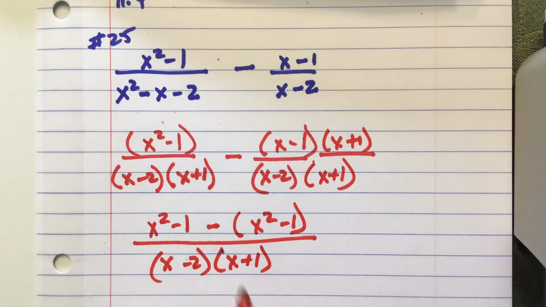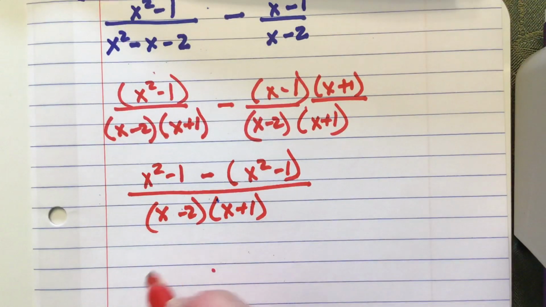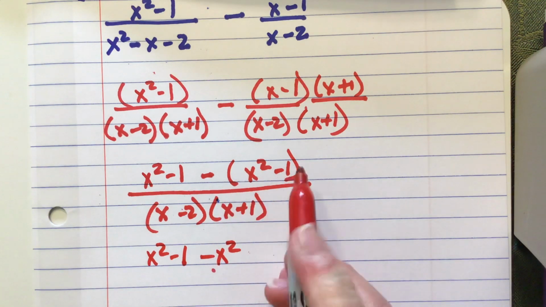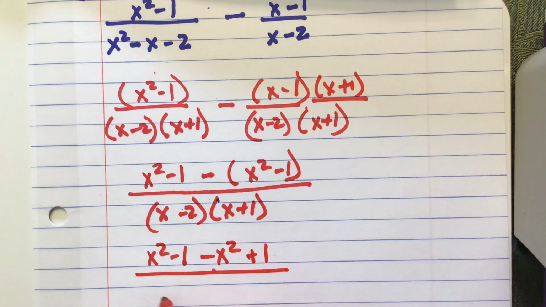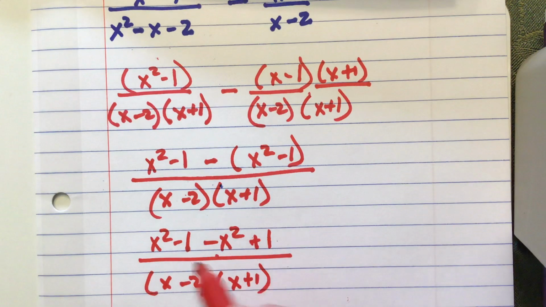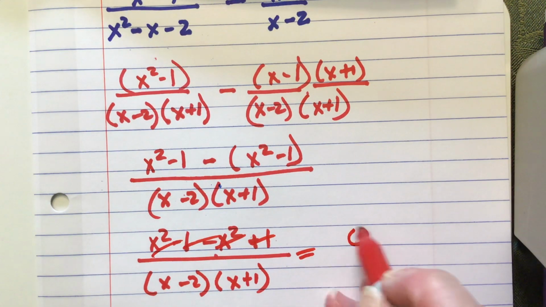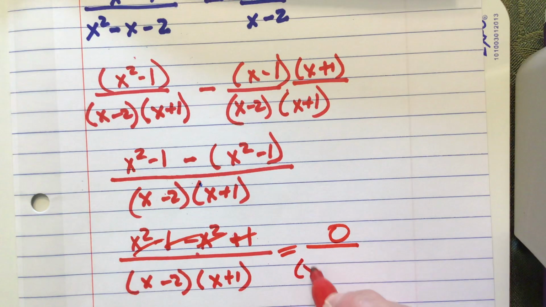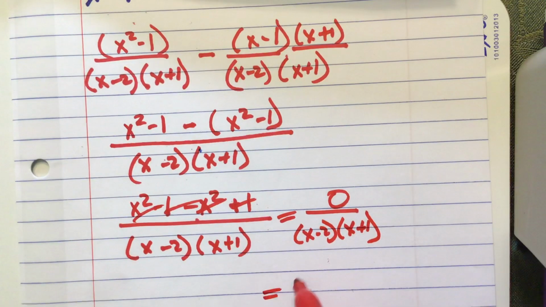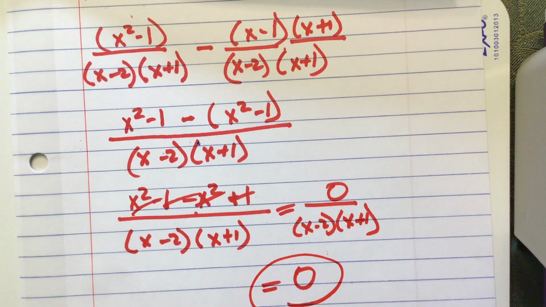Now, let's take a look at my numerator. x squared minus 1 minus x squared minus 1. So that ends up being x squared minus 1 minus x squared, negative times a negative is a positive 1. And I keep my denominator, x minus 2 times x plus 1. And so now take a look at my numerator. I have x squared minus x squared, 1 minus 1. So everything cancels out here to give me 0 over this common denominator. But that doesn't really matter anymore because 0 over anything is going to be 0. So that's my final answer.